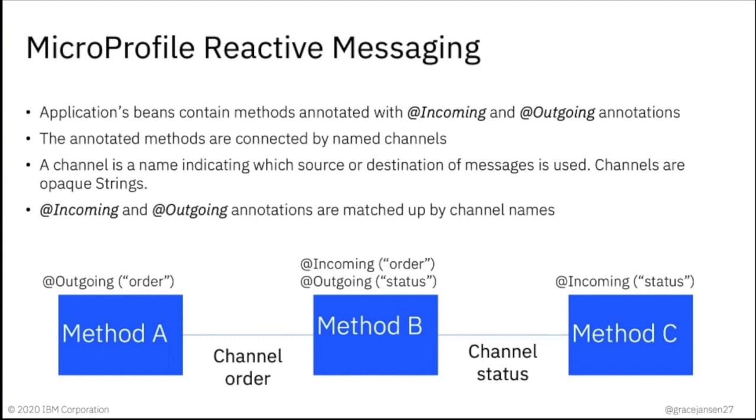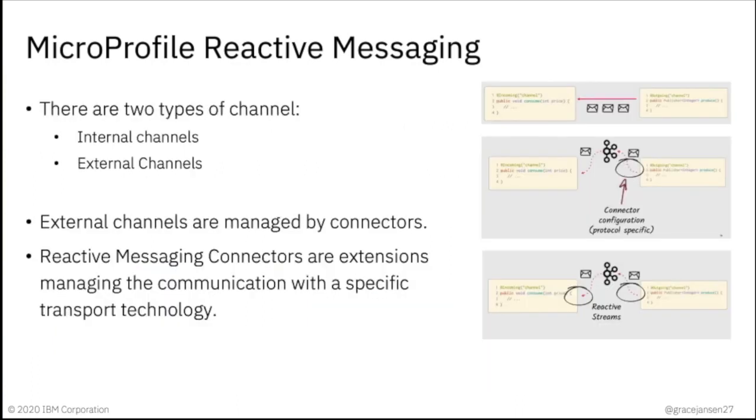You can also have methods or microservices that have both @Incoming and @Outgoing, like method B does. This represents a processor. So it's not just a publisher, it's not just a consumer, but it does both. It processes some form of data and republishes that back out to another channel.